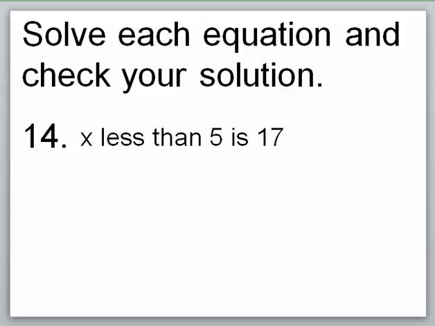These last couple problems, what we're asked to do is actually write the equation and then solve it. So it says x less than 5 is 17. Now that's one of those special cases. So it's saying x is less than the 5, okay, so it's backwards, is 17.